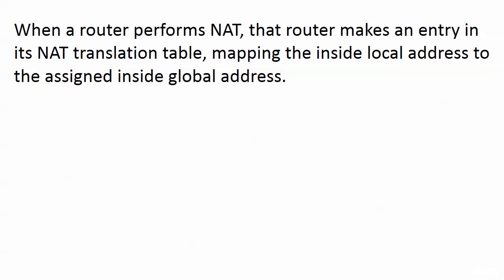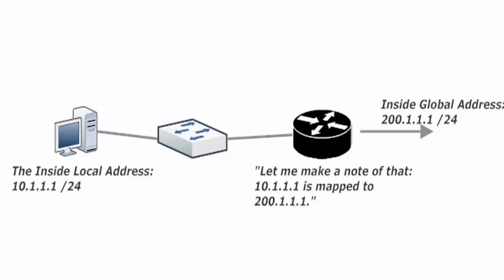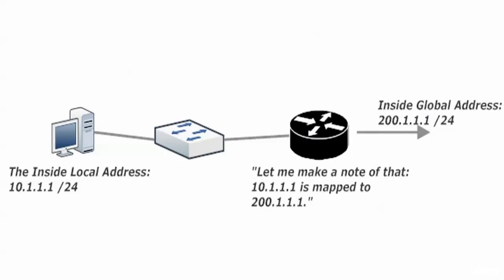Now, the rest of this will all seem straightforward and simple about what happens when NAT is performed. When a router does that, it makes an entry in its NAT translation table, and it maps the inside local address to the assigned inside global address. When we're configuring static NAT and dynamic NAT, you'll see exactly how that assignment takes place. But this is what's going on. Apologies for being a little off center there. What happens is that the router simply says, okay, let me make a note of that, and I'm going to map 10.1.1.1 to 200.1.1.1. And it doesn't just pull those out of the sky. We configure the addresses that are to be mapped and that are to be translated. And you'll see how when we do our 2 labs.